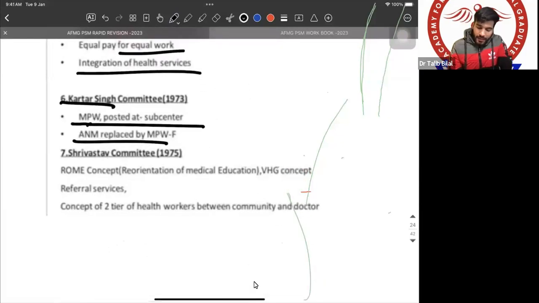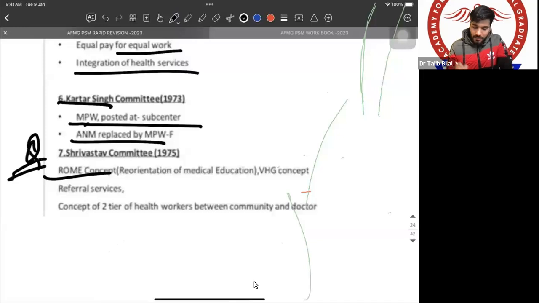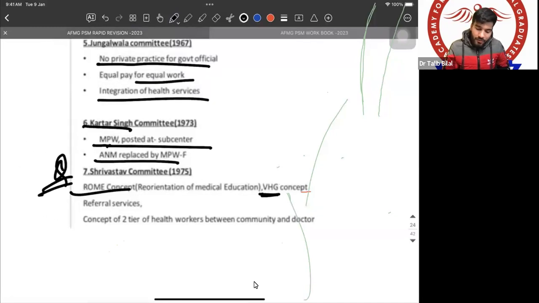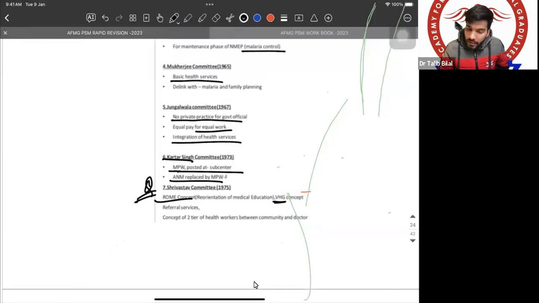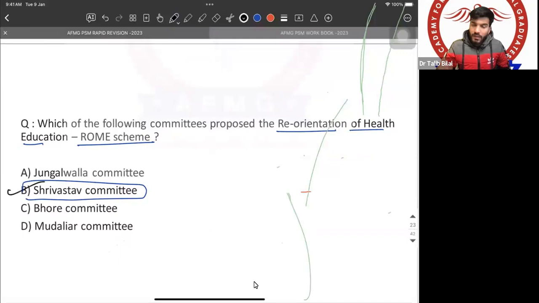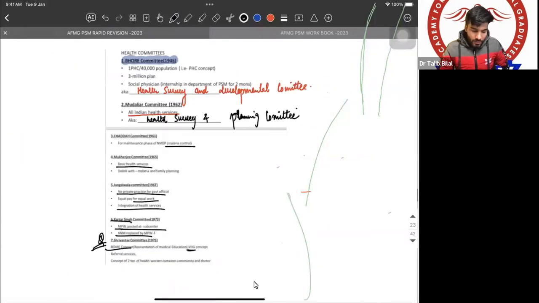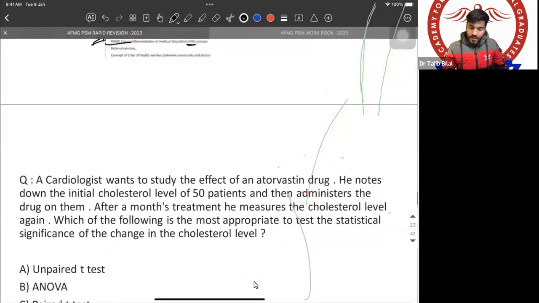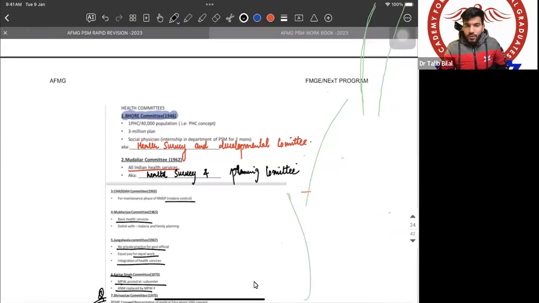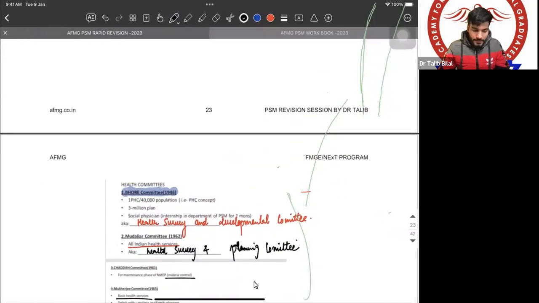Then this Srivastav Committee, guys, gave which concept? The ROME concept, the reorientation of medical education, and the village health guide, VHG, concept. So which committee gave this ROME scheme? That was the Srivastav Committee. Is that clear? And the rest of the committees we have already discussed. Clear to everyone? Can we go ahead?